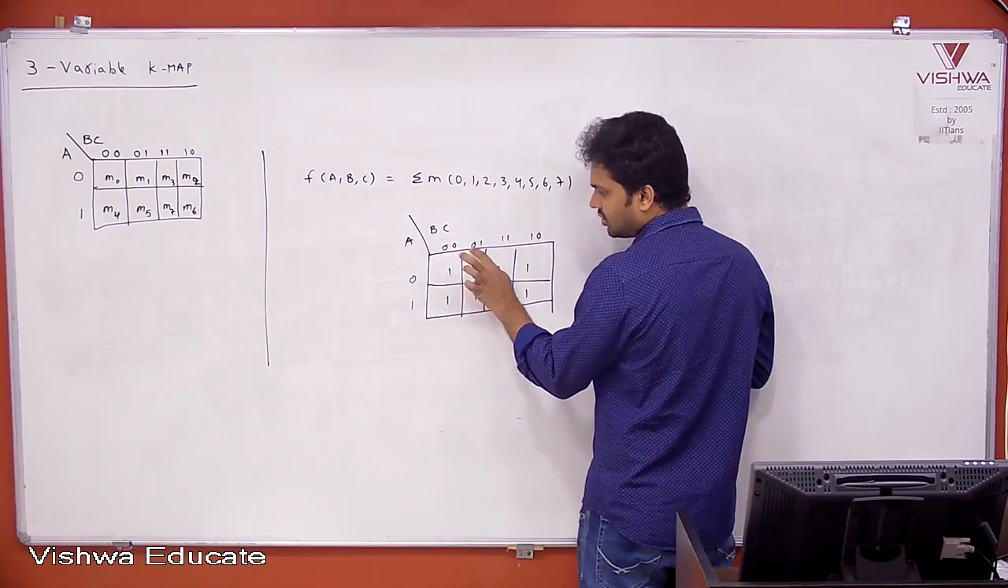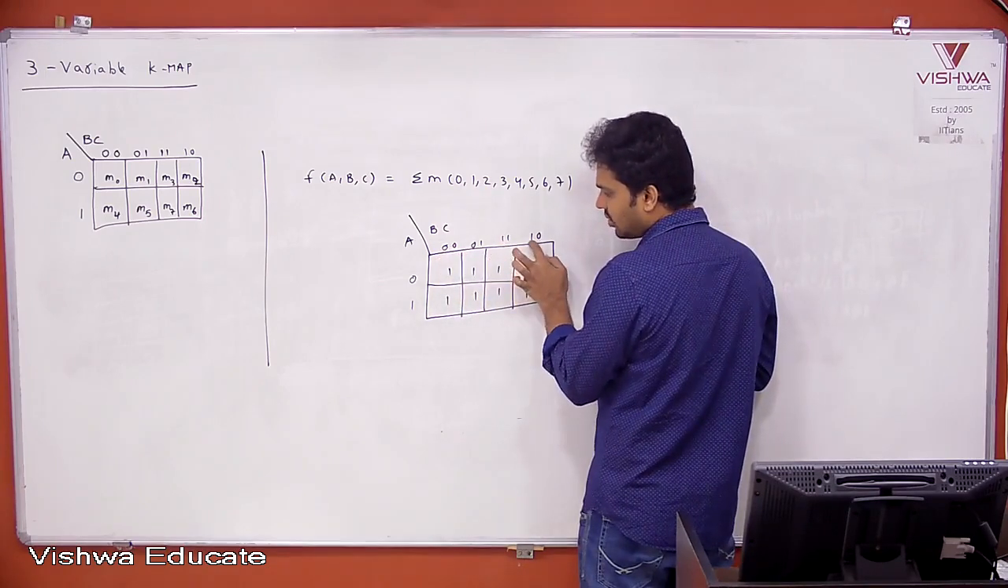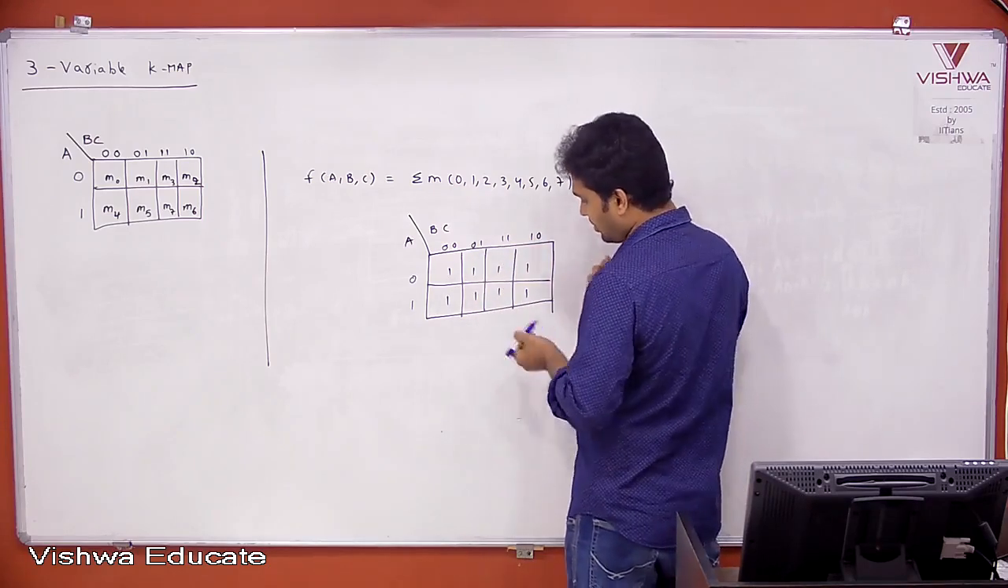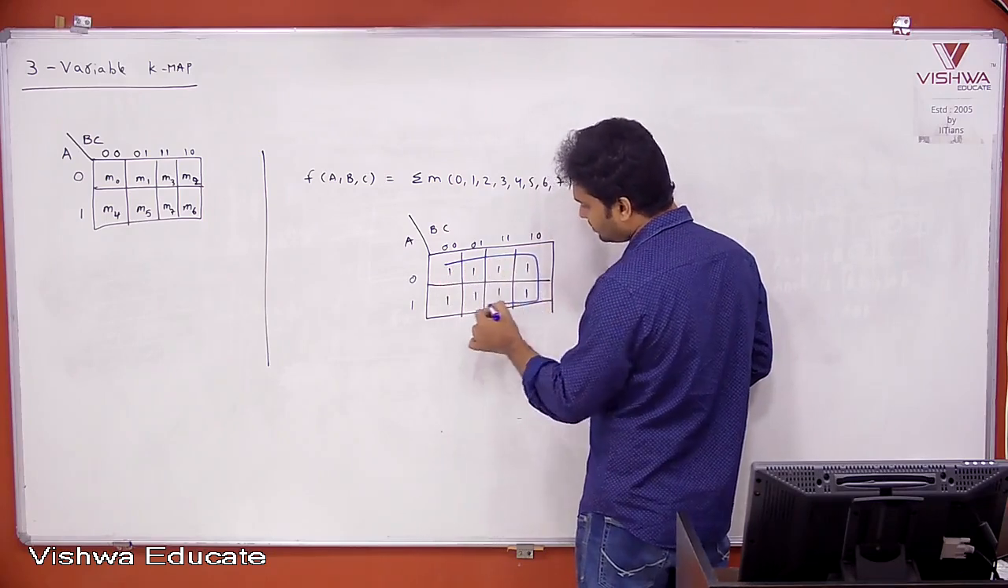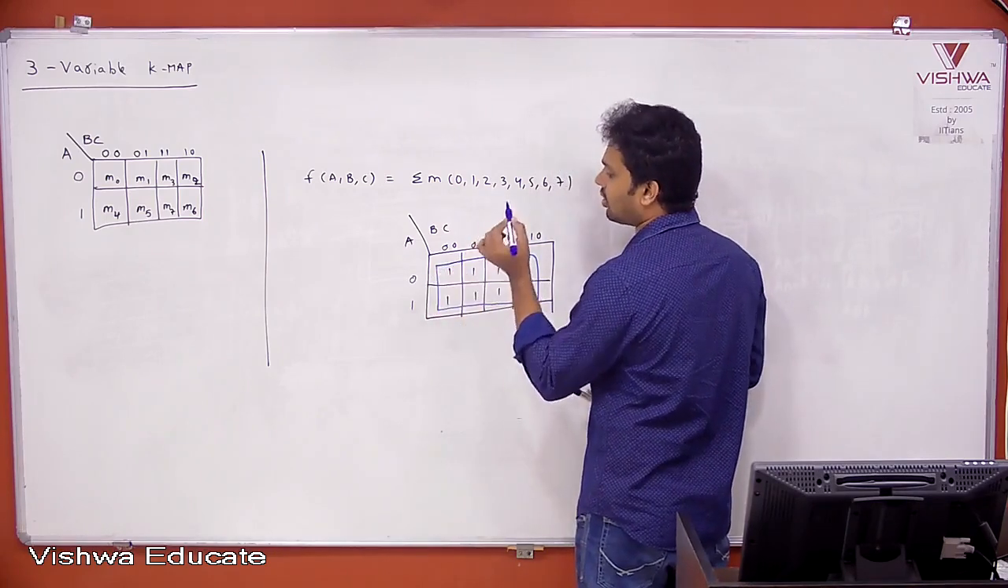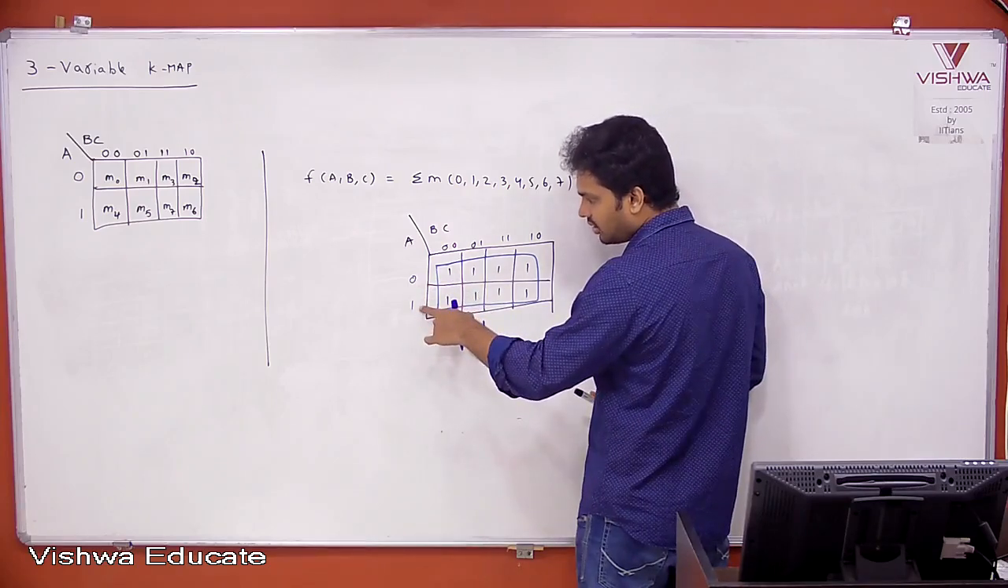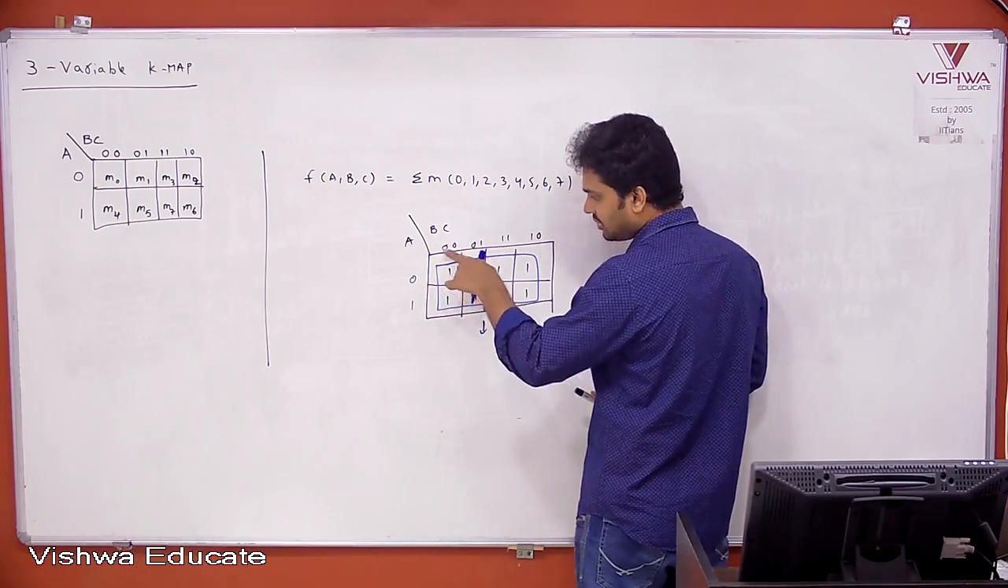For this quad, what is common? B bar. For this quad, what is common? B. B bar plus B, what is the answer? 1. So, take all the 8. We call this an octet here. Then what is the answer? Is there anything common in the column? Nothing is common. 0 plus 1 is 1. Similarly, you add all these.